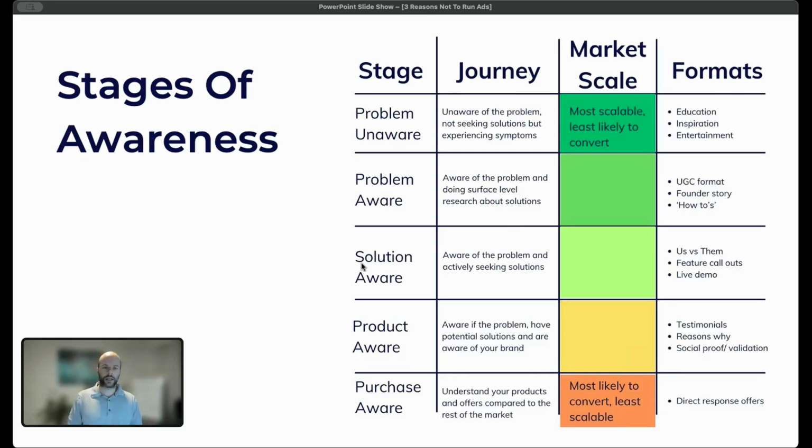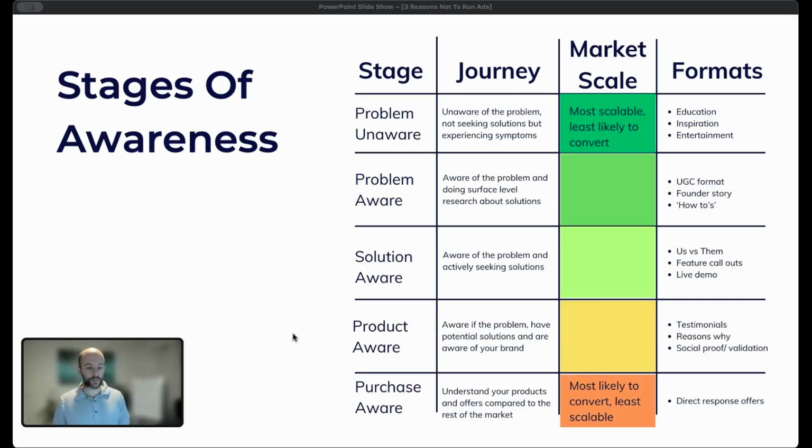Solution awareness, so these are people that know they have the problem, they know solutions that are out there for that problem, they just haven't taken action on any of those yet. So for them, we want to be showing them how we're different from our competitors. Product aware, the ones that know about you as a solution, they just haven't seen enough to pull the trigger yet. That's people that we might show testimonials, we might show them reasons why, some social proof, so on and so forth.